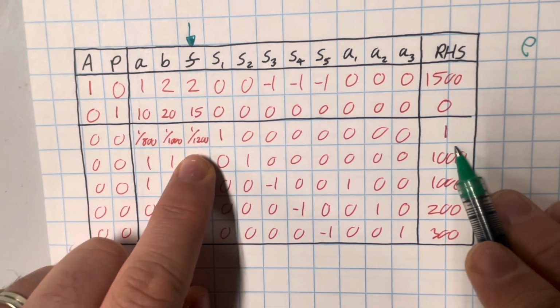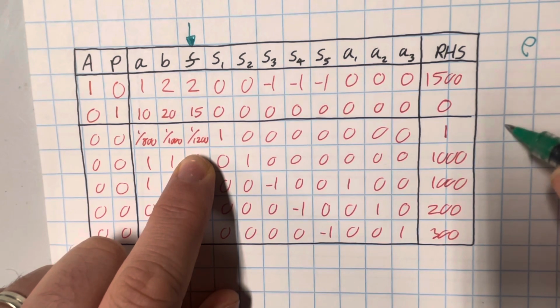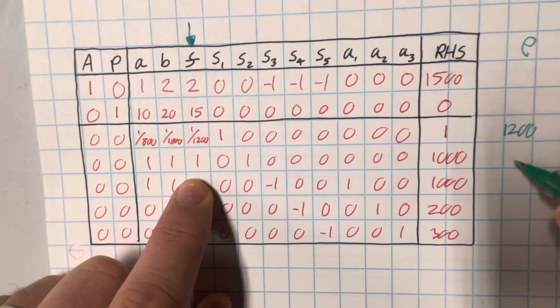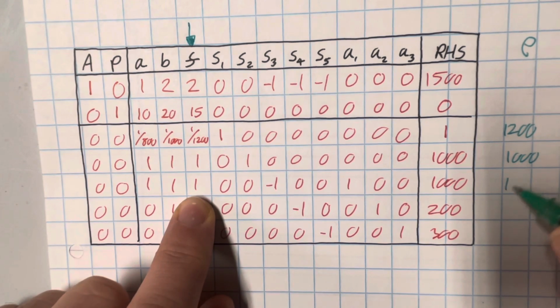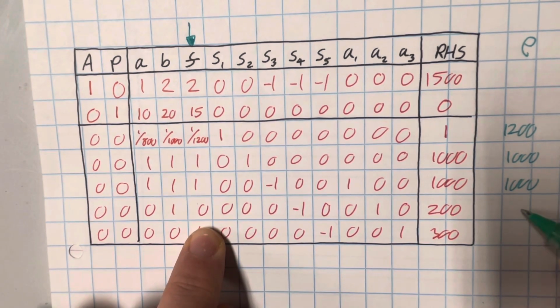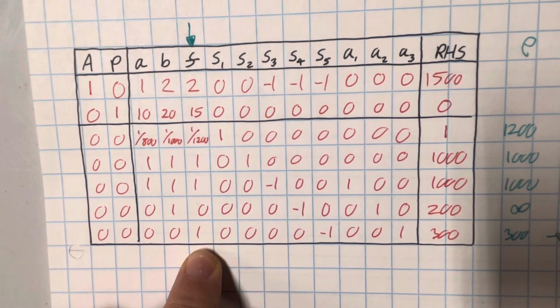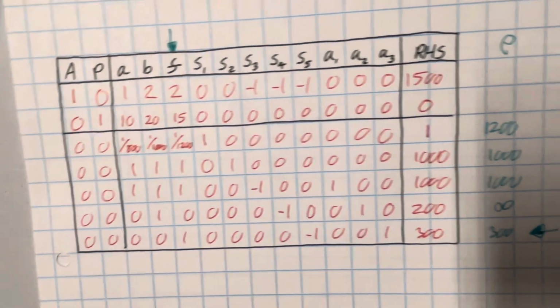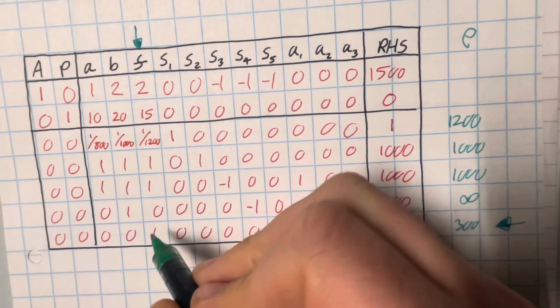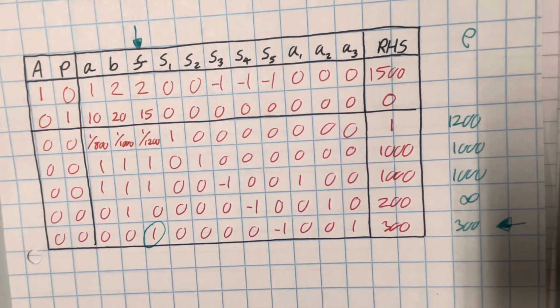So 1 divided by 1 over 1200 is 1200. 1000 divided by 1 is 1000. 1000 divided by 1 is 1000. 200 divided by 0, we'll call it infinite. And then 300 divided by 1 is 300. So that's the smallest positive value from our ratio test. So therefore that is the column that's chosen. Therefore that is our first pivot. Okay.